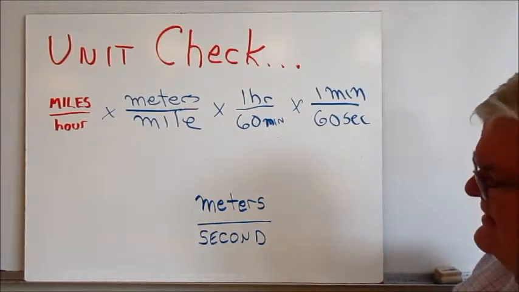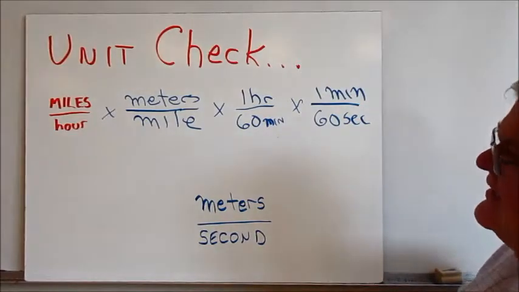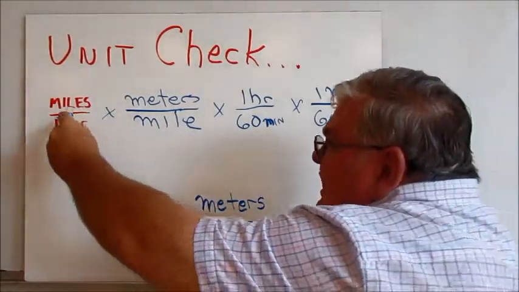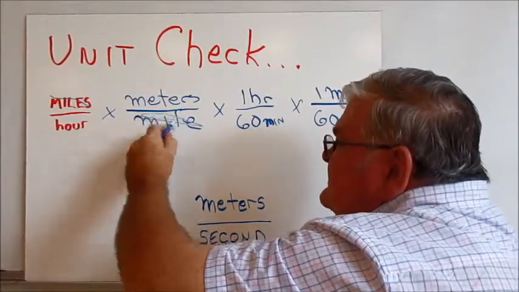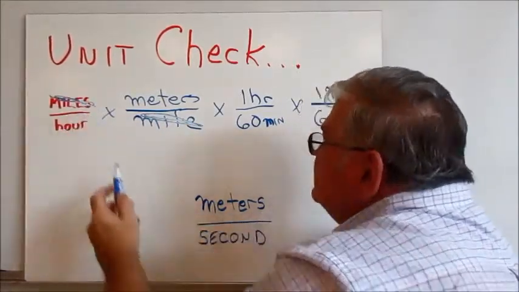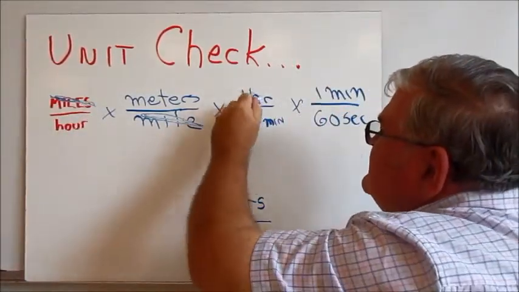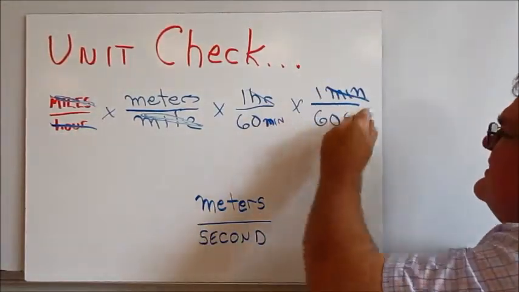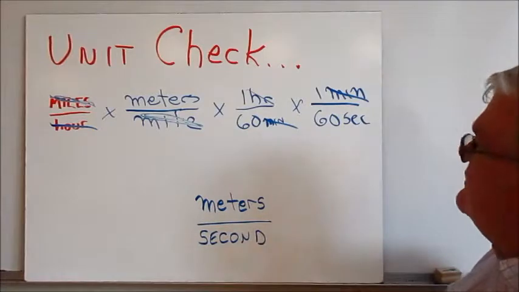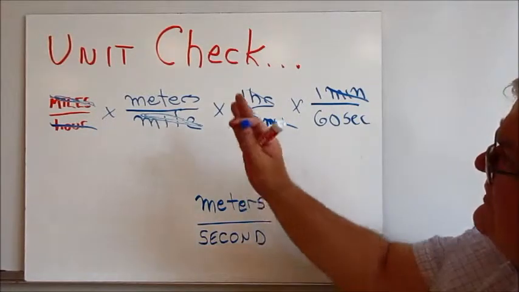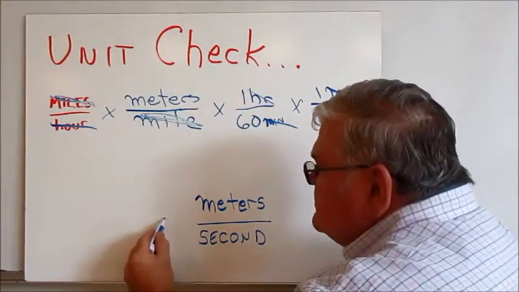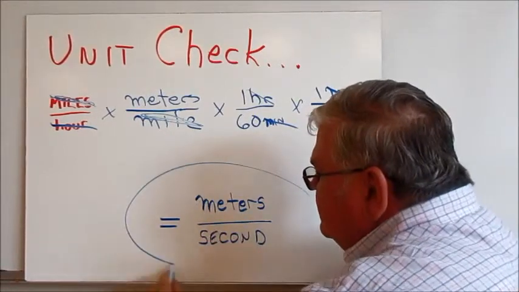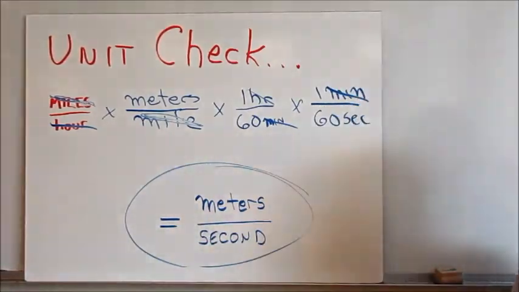Okay? Now, look at the cancellations we got here. Okay, we got miles and miles. Those two are out. Okay, hours and hours, they're out. Minutes and minutes, they're out. What you're left with is meters per second. So we're going to end up, in the end, with meters per second.